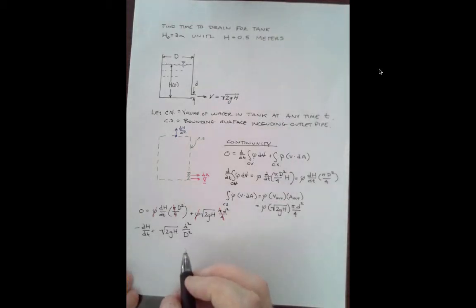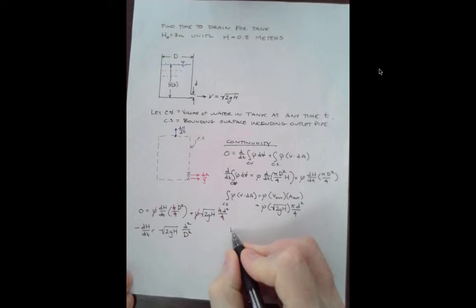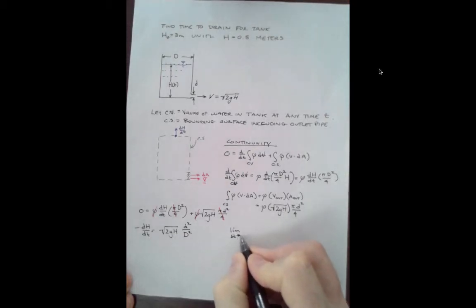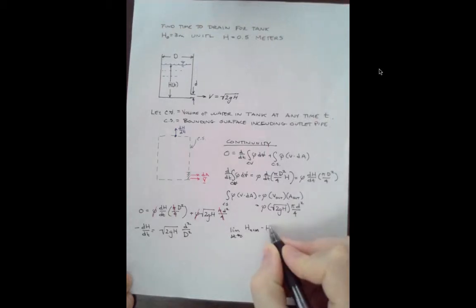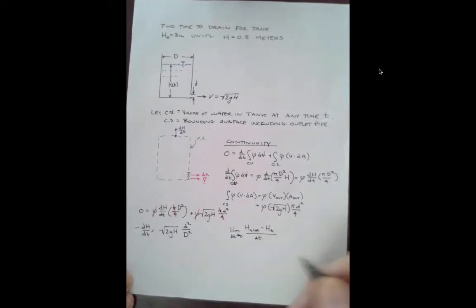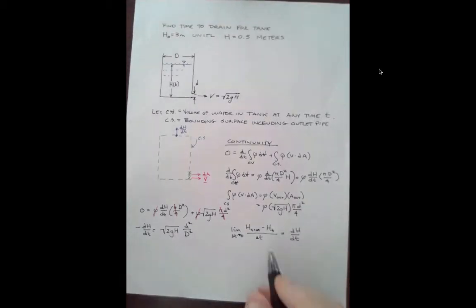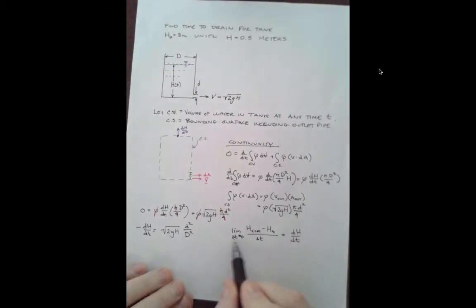So recall from calculus that the limit as delta t goes to 0 of h at t plus delta t minus h at t, over delta t, is the definition of dh/dt. So now what we'll do instead is we won't run the delta t to 0. We'll actually use this difference quotient, h at t plus delta t minus h at t over delta t, as an approximation for dh/dt in this differential equation.